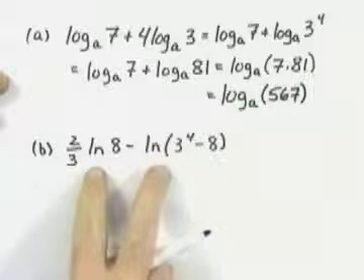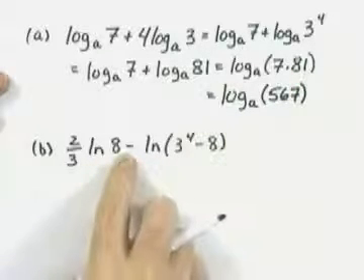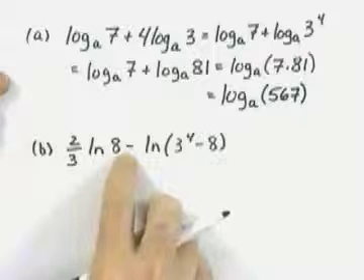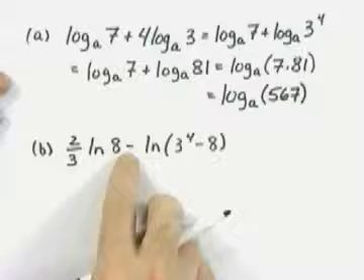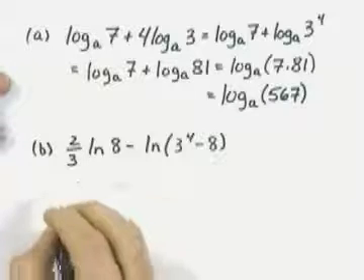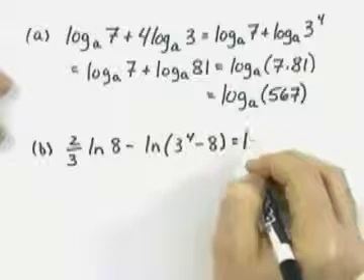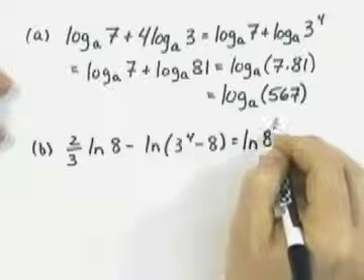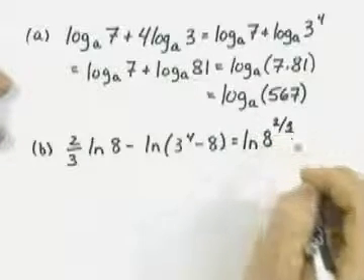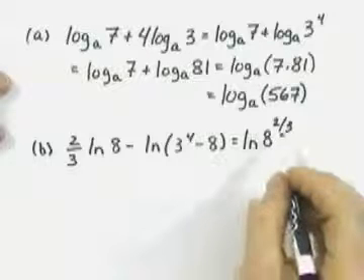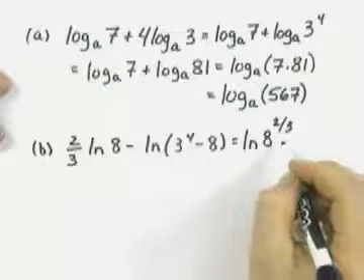Let's do the same idea with this one, except here we notice that we're subtracting instead of adding, which means I'm going to be writing as a log of a quotient. For starters, we notice that I have a 2/3 here. That 2/3 can be taken and made an exponent. So I get the natural log of 8 to the 2/3 power.